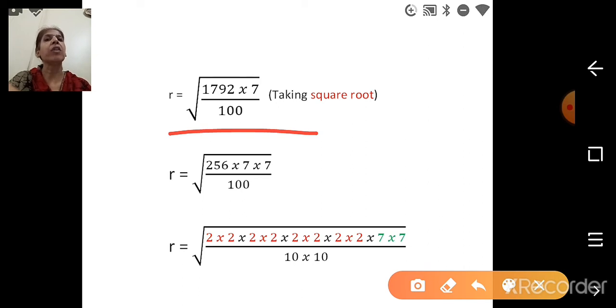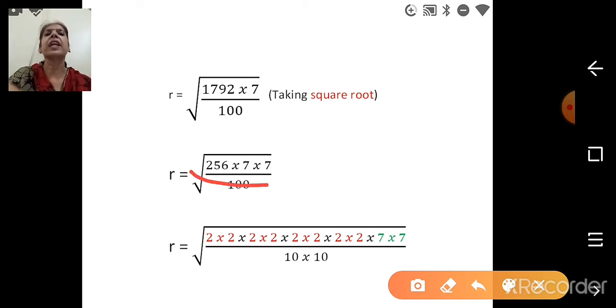As we did in Heron's formula and all, for the square root we get the numbers in pairs, 2, 2. One 7 is already there, so first divide 1792 by 7, and you will get 256 into 7. One 7 was already there. As we know, 256 is the square of 16, so directly we can take 16 into 16, and 7 into 7 is already in pair, and 100 is the square of 10.